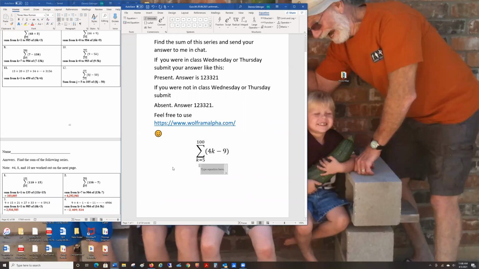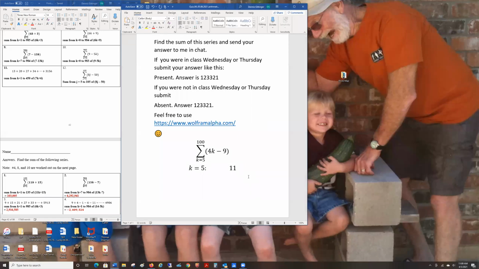All right, what this means is we're going to add up every number of the form 4k minus 9 for all the values of k, whole numbers only, from k equals 5 to 100. Meaning we plug in the lower limit here. If k equals 5, then this is 4 times 5 minus 9. And you can use your calculator if you want to. 4 times 5 is 20, and 20 minus 9, I think, is 11.